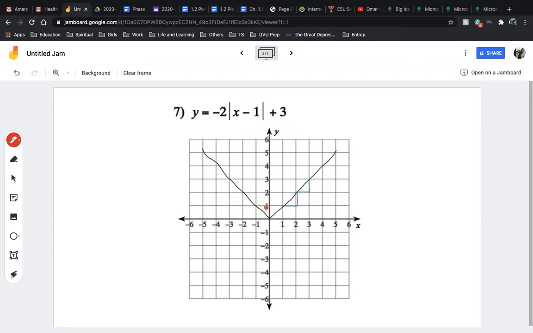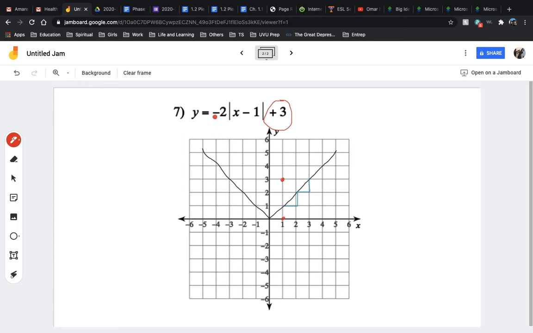So the first thing is that this point that we call the vertex is going to be translated 1 unit to the right because there's a negative. So you would have it here. And then this 3 means that the vertex is going to be translated 3 units up. So it's going to be right here. This is one thing to take into account. So the tip of the absolute value graph will be over here.